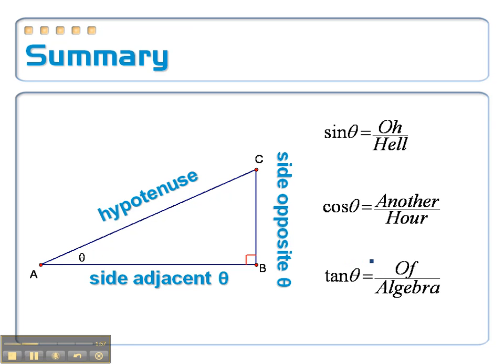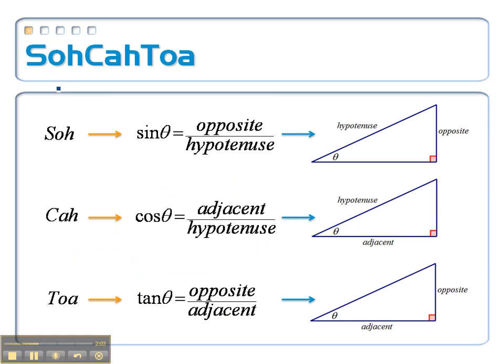In most math classes or in science classes like physics class, usually what you learn is SOHCAHTOA. So for the sine, opposite over hypotenuse, CAH for cosine is adjacent over hypotenuse, and TOA, tangent, is opposite over adjacent.